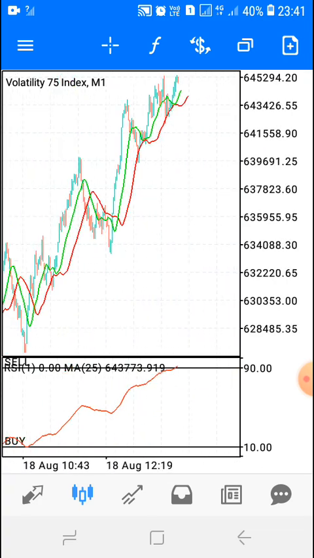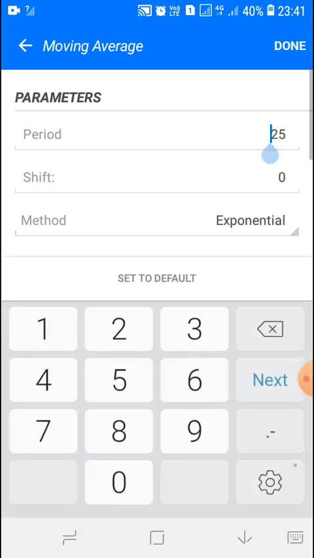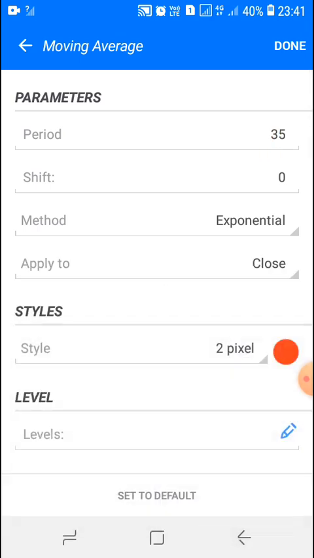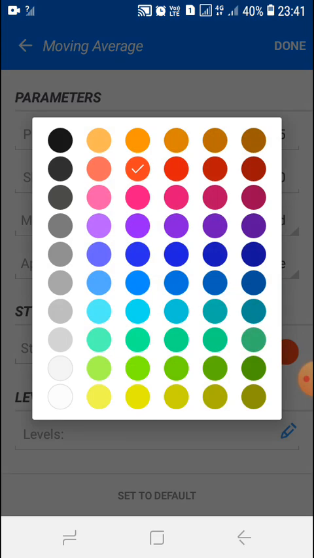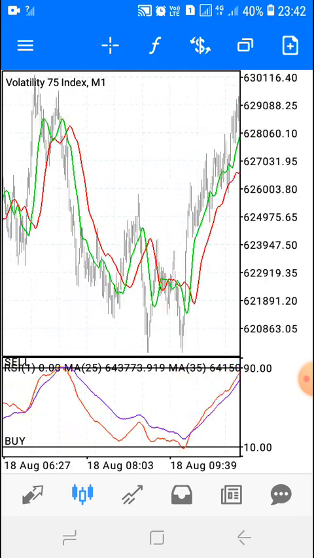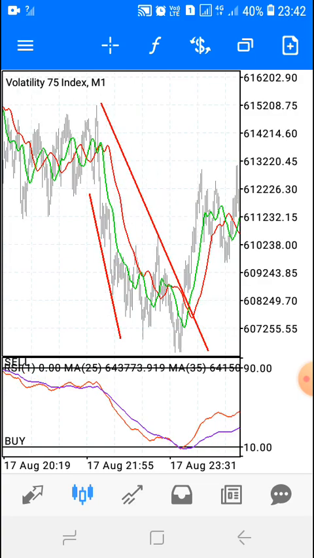But we're going to need another indicator, okay? Which is going to be our moving average, our 35 moving average. Right? And we're going to use it, smooth moving average. And you should change the color to purple or blue. You can take any color you want, right? Now this is on Vix75, and when you use this strategy, you need to make sure that the chart is zoomed out completely, okay guys?